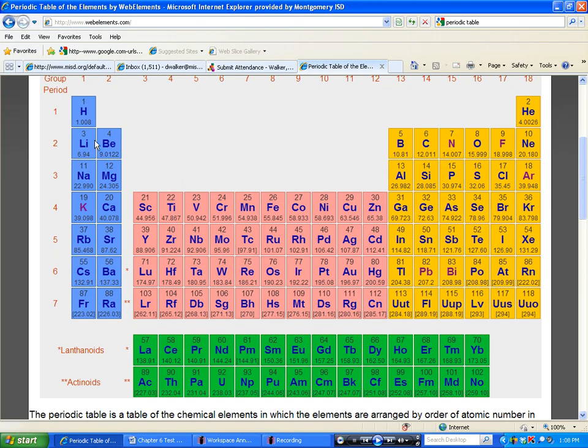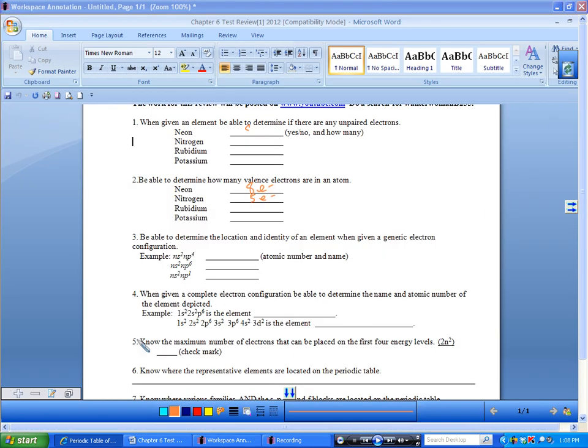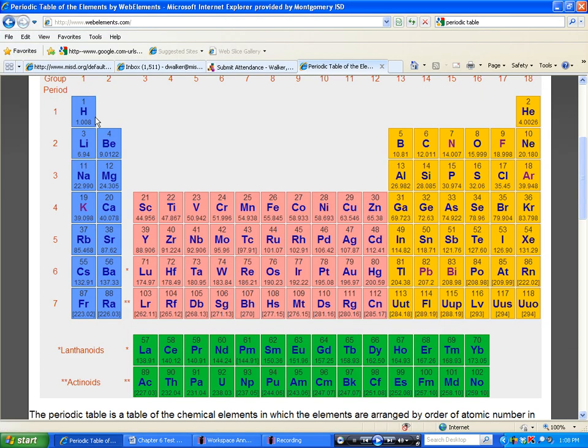Rubidium, we just talked about rubidium. It's in this group right here. Everybody here has 1 valence electron. And then potassium, same group, 1 valence electron. So there's 1 valence electron, 2, then I skip over to here, 3.